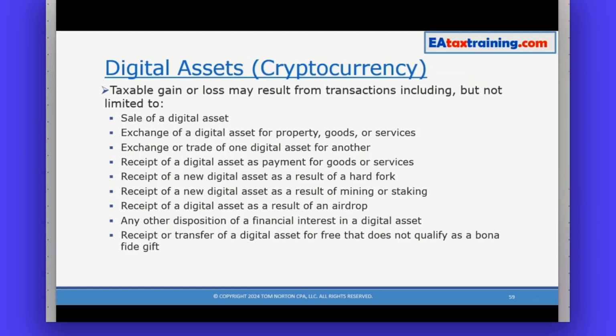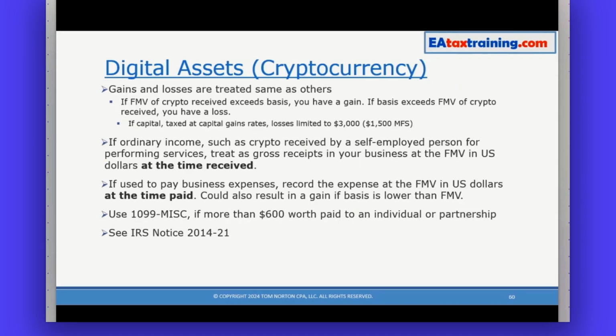And a receipt or transfer of a digital asset for free does not qualify as a gift. So you can't just say, well, I am giving you this. That doesn't work. Not a gift. It's going to result in a gain or loss. Gains and losses are treated the same as others, meaning the same as a gain or loss on any other type of property. If the fair market value of the crypto received exceeds your basis, then you have a gain. If the basis exceeds the fair market value of the crypto received, you have a loss. If it's capital, it's taxed at capital gains rates as long as it's long term. Losses are limited to $3,000, just like any other capital asset.